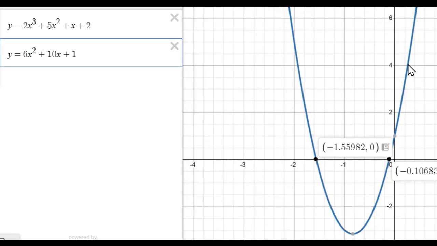So when you put this in your graph, really all you need is to put in the derivative function and look where it's positive and where it's negative. And that will tell you where the original function is increasing or decreasing.